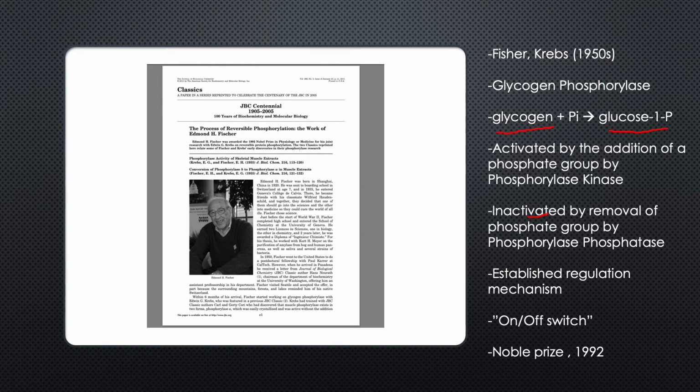This was huge. It established a way for the cell to have a regulatory mechanism to turn enzymes on and off, basically establishing an on and off switch. Before, the thinking was that if you wanted a protein, you had to make it and then degrade it. And we know that that didn't coincide with Mother Nature, because we know she likes to pinch pennies and save energy when she can. This was huge again. Just to show you, they won the Nobel Prize in 1992 for it.